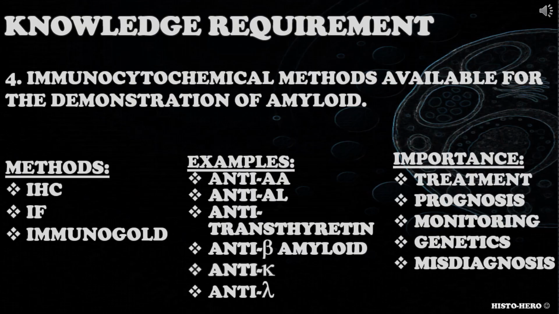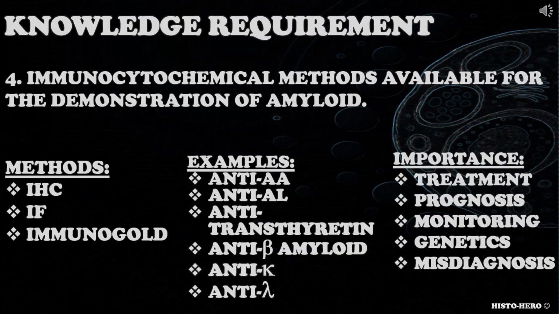The fourth knowledge requirement is immunocytochemical methods available for the demonstration of amyloid. Candidate needs to have the knowledge and understanding about IHC methods for amyloid. You could ask the candidate to list the IHC demonstration methods used to demonstrate amyloid, to list specific antibodies used to detect specific amyloid types, to explain the importance of knowing what type of amyloid patient has for diagnostic and prognostic reasons.